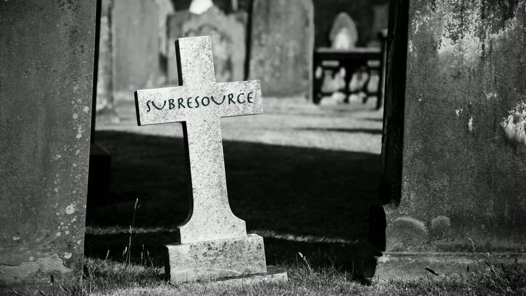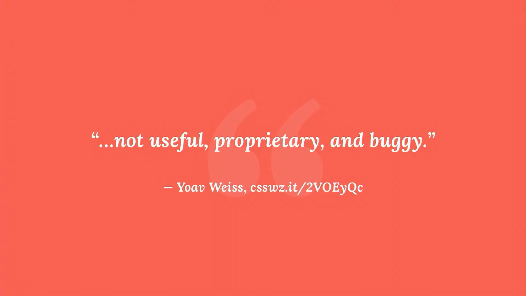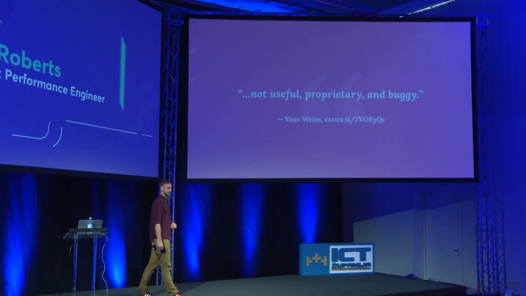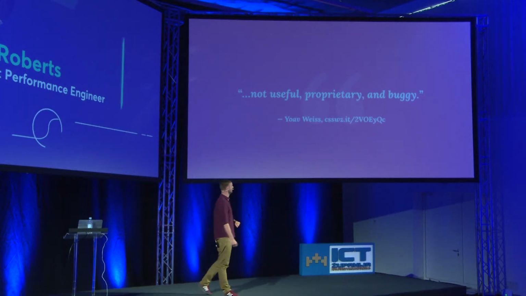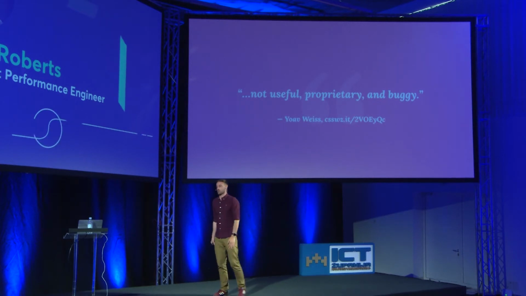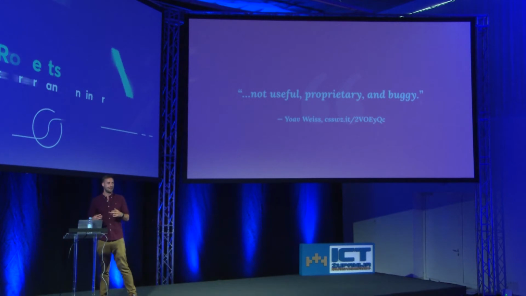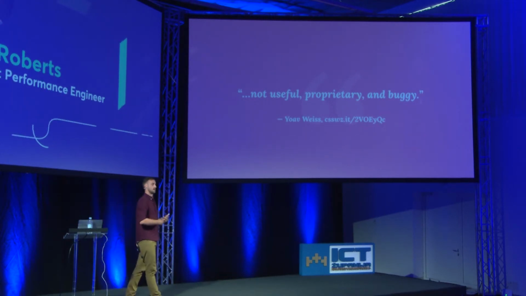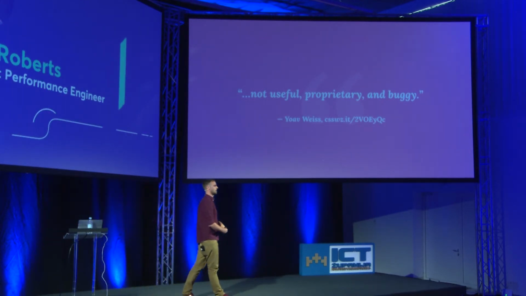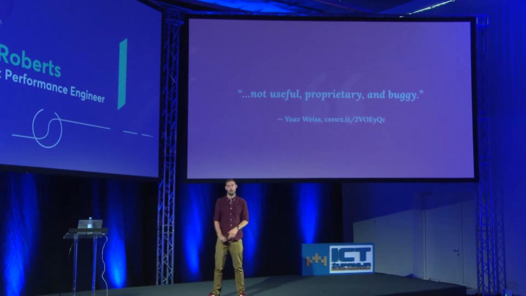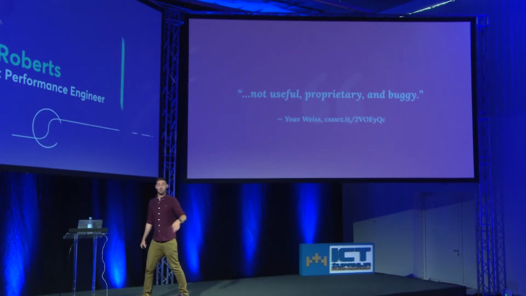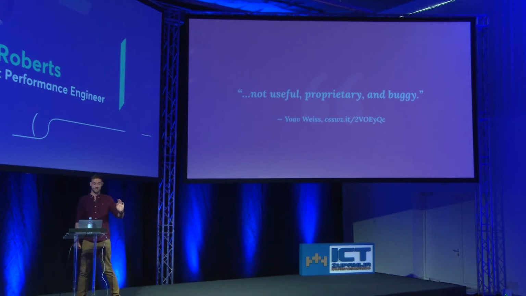A friend of mine, a Chrome engineer called Yoav Weiss, he had this to say at subresource's funeral. It was not useful, it was proprietary, and it was buggy. It's a hell of a eulogy, right? I hope no one says that at my funeral. Unfortunately, subresource didn't have any of the security protections, didn't have the as attribute to do request matching, didn't have any of the CSP policy stuff. So subresource was simply killed. If you see it in the wild, it won't work, just delete it.